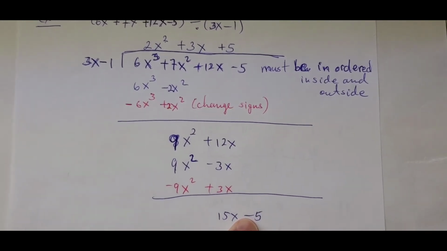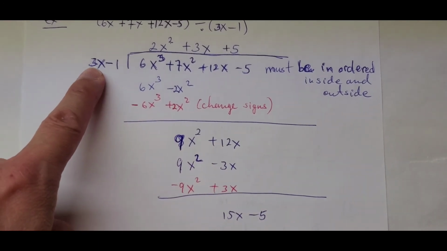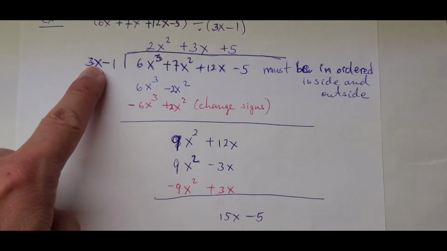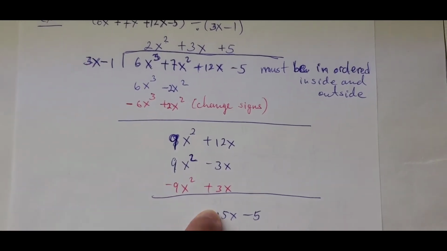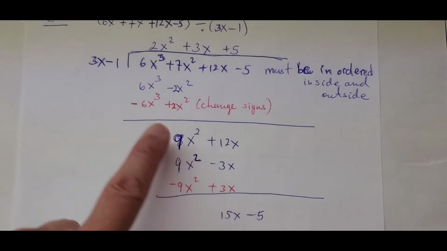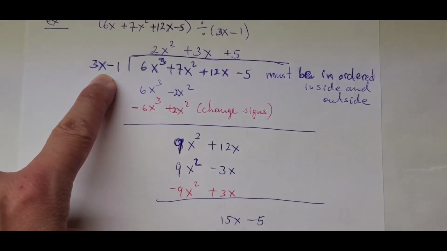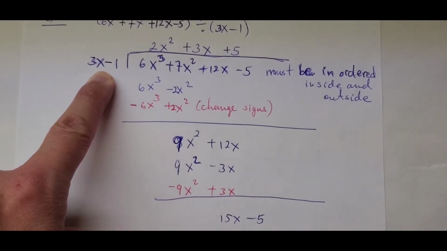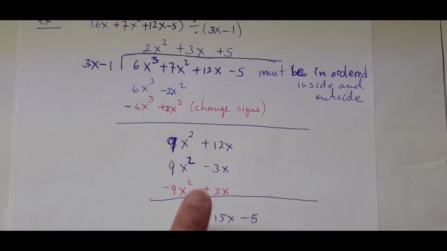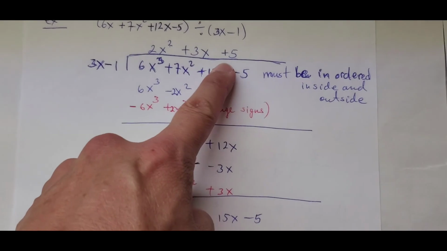Now repeat this whole entire process again. 3 goes into 15 how many times? Of course it's 5. Here you have 1x. Here you have 1x. So you don't need any more x's. You already have enough. So 3 goes into 15 5 times.